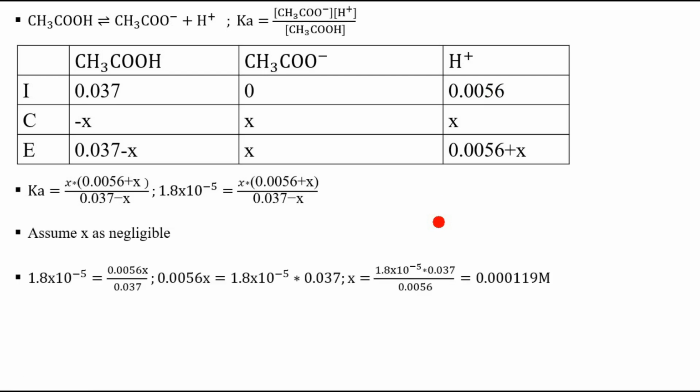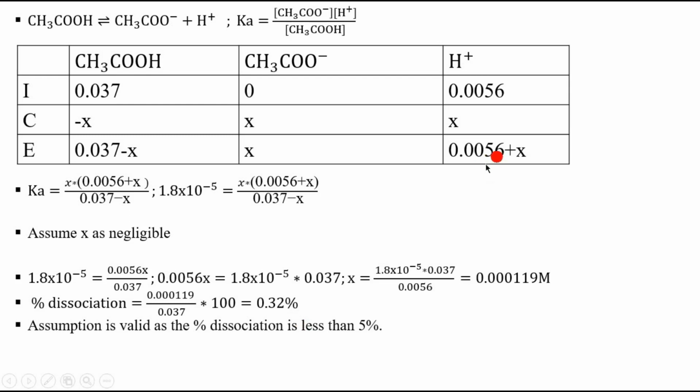You see here the percent dissociation is valid. So here the X coming from the acetic acid will be equal to 0.000119 molar. Here the assumption is valid. That means the X coming from the acetic acid dissociation is also equal to this one, the acetate ion. Then we will be having this one. Then after the first and second dissociation, you have the acetate ion.